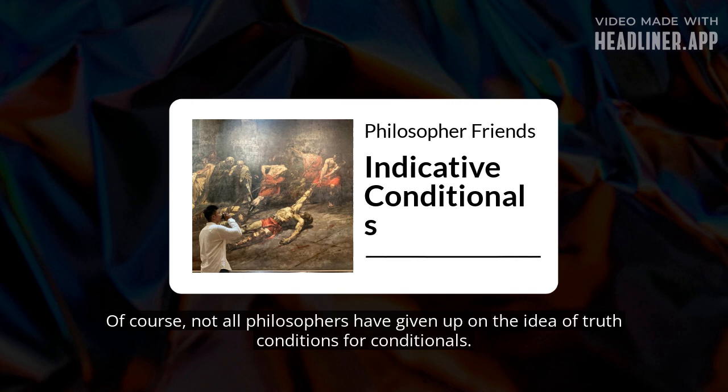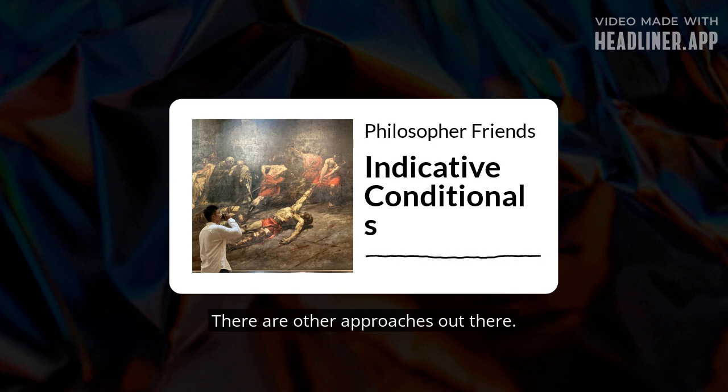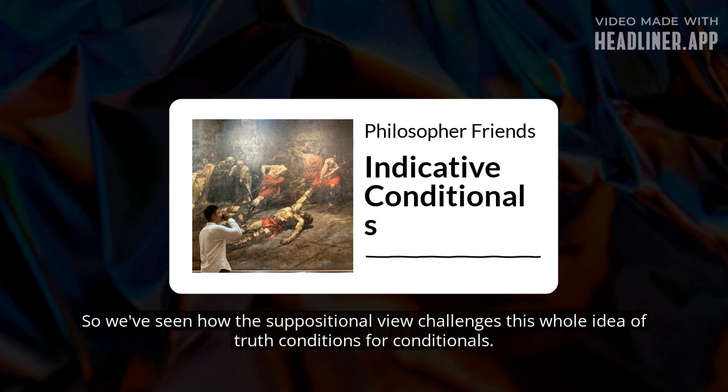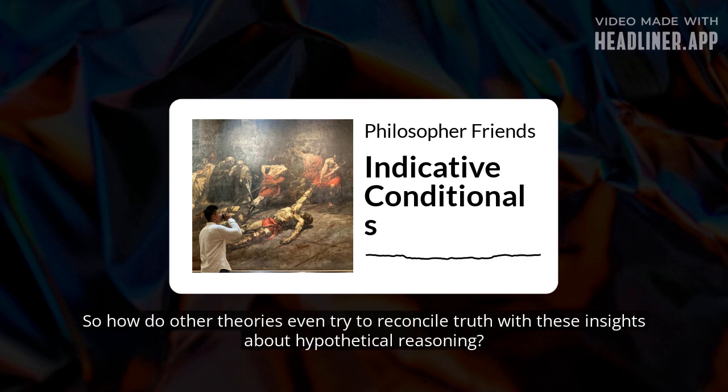Of course, not all philosophers have given up on the idea of truth conditions for conditionals. There are other approaches out there. Well, I'm ready to hear about them. Okay. So we've seen how the suppositional view challenges this whole idea of truth conditions for conditionals. So how do other theories even try to reconcile truth with these insights about hypothetical reasoning?